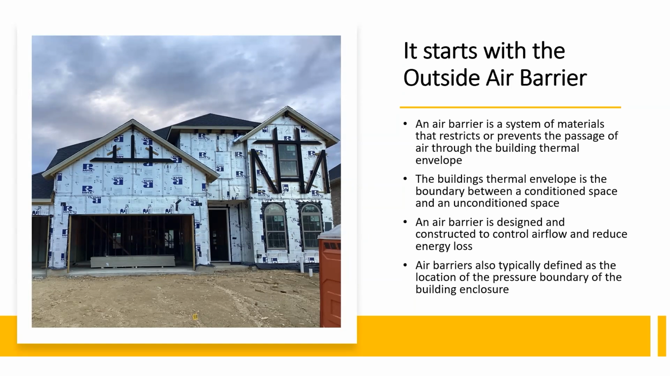So with this, an air barrier system is materials that restrict and prevent the passage of air through a building thermal envelope. The building's thermal envelope is the boundary between conditioned and unconditioned space. The air barrier is designed and constructed to control airflow and reduce energy loss. Air barriers are also typically defined as the location of the pressure boundary of the building enclosure. So when you do a blower door in a house, technically what you're testing is the pressure boundary, which is also known as its air barrier. So if that isn't done right, you're probably going to fail some of that.